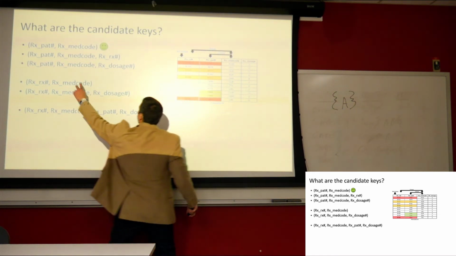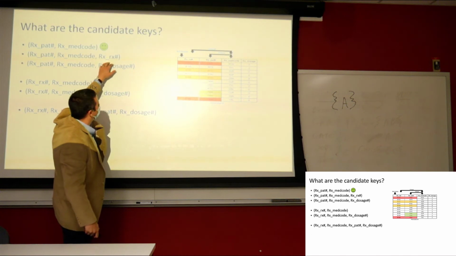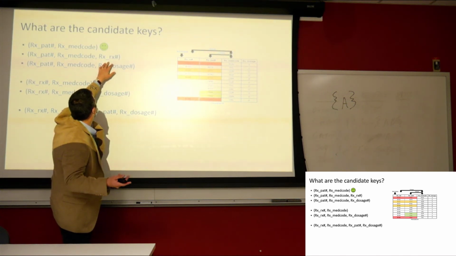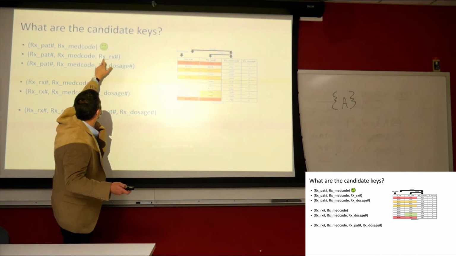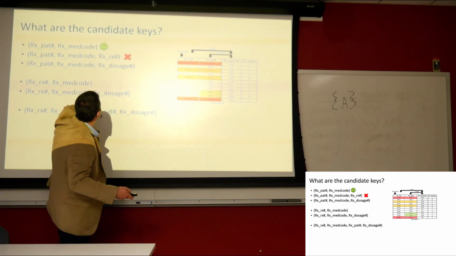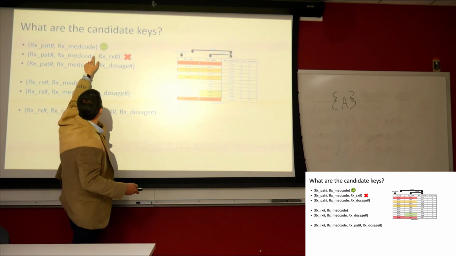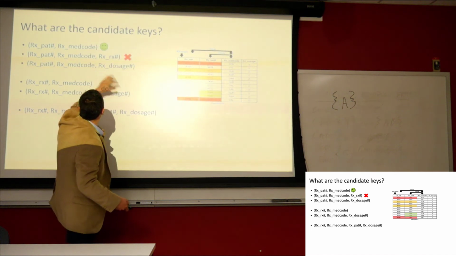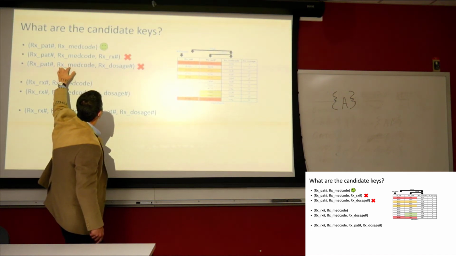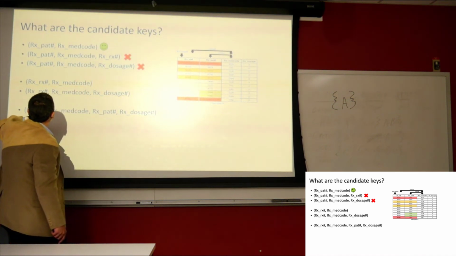But if we know patient number and med code, everything else that we add here is just extra, right? So this is reducible because we could get rid of prescription number and it would still be unique. So not a candidate key. We could get rid of dosage and this would still be unique. So that is not a candidate key.